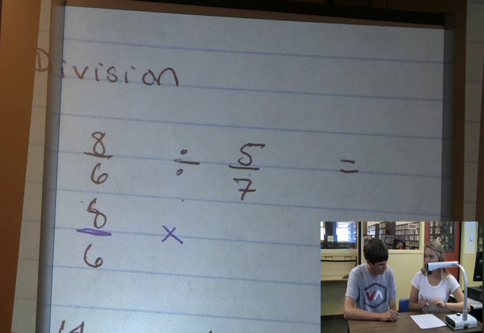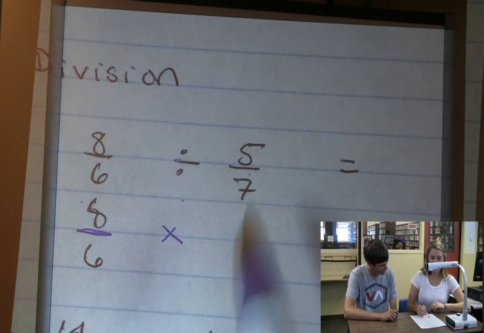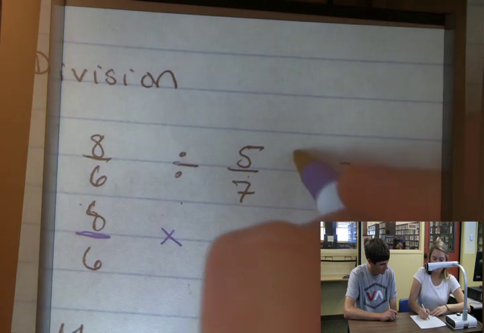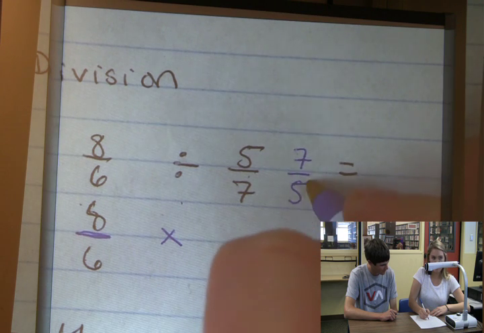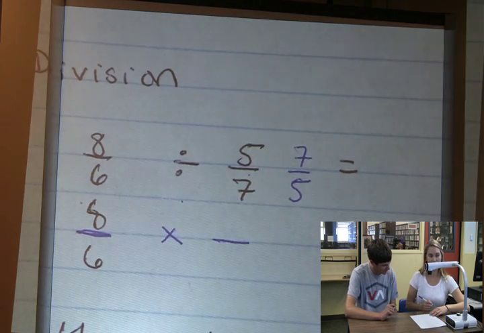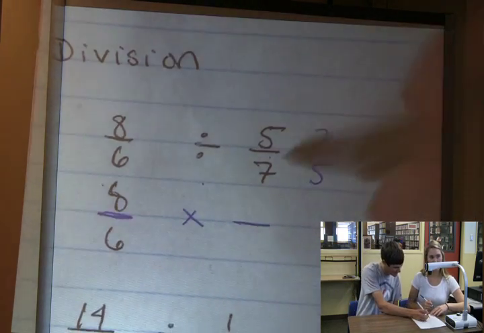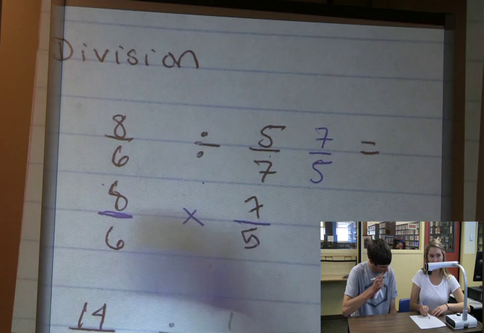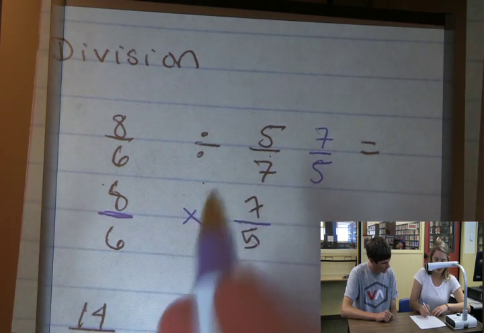Do you know what a reciprocal is? Is it that number negative? No, it's actually that number flipped. So instead of 5/7, the reciprocal of that would be 7/5. It would just be it reversed. So on this line, can you write the reciprocal of 5/7? Perfect. And now we have a multiplication problem again, and we just did those up there.